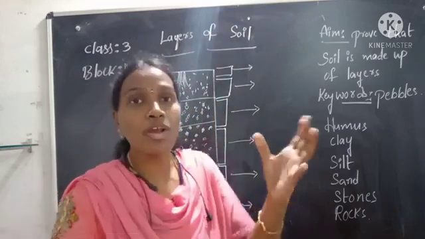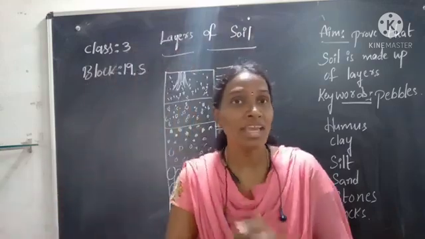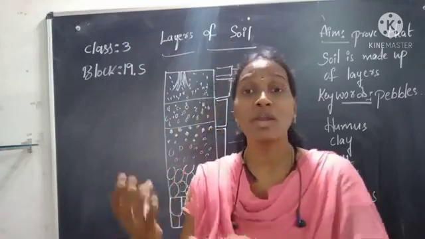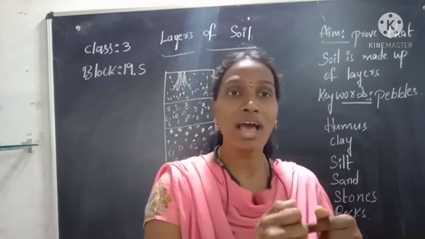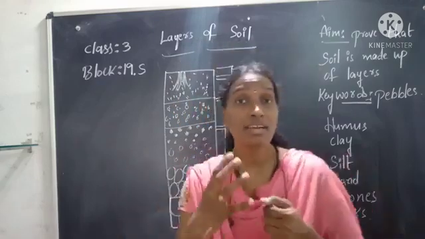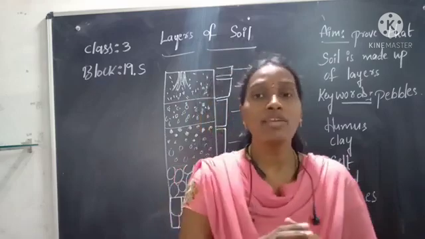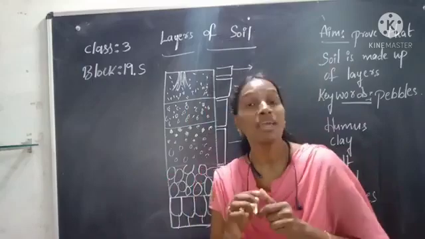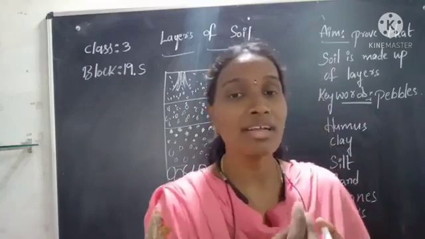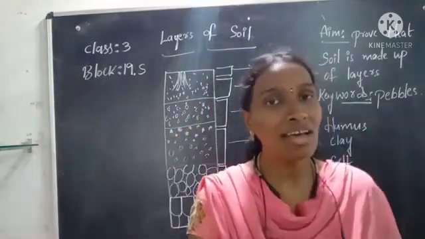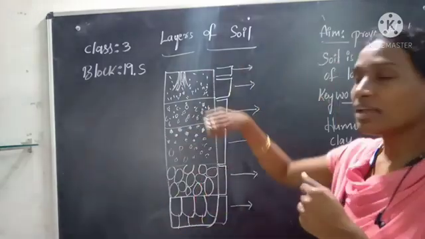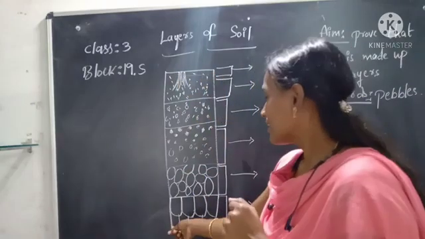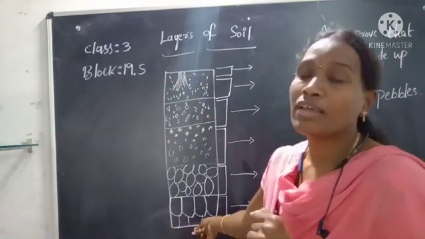Do you know, children? Soil is made up of many layers. Soil is made up of particles of different sizes. If you observe the soil, it contains particles of different sizes. It forms layers with lighter particles on the top and heavy particles at the bottom. This is the layers of the soil.